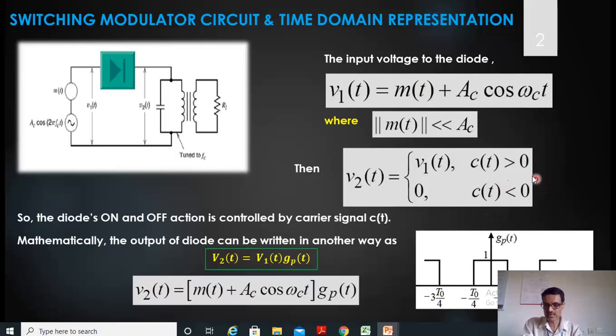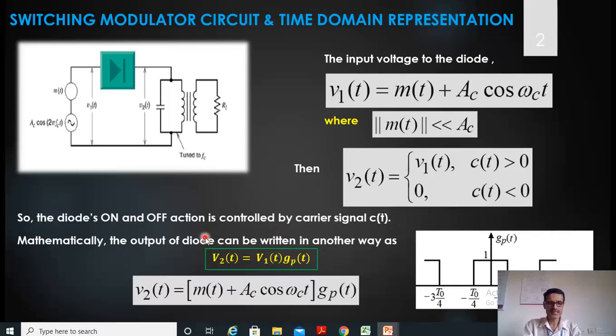If the carrier is on the negative side, the negative half cycle, less than 0, during that time V2 of t should be equal to 0. That is, V2 of t equal to 0 means the diode should be off, or open circuit. When the diode is an open circuit, the input is not connected to the output. When the diode is acting like a closed circuit, that is when c of t is more than 0, the output is equal to the input. So we need to satisfy this condition when working with this AM modulator. The diode is turned on and off depending on the carrier signal voltage. During the positive half cycle it is on, during the negative half cycle it is off.